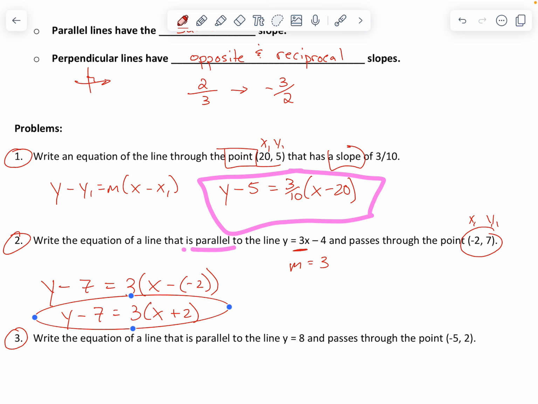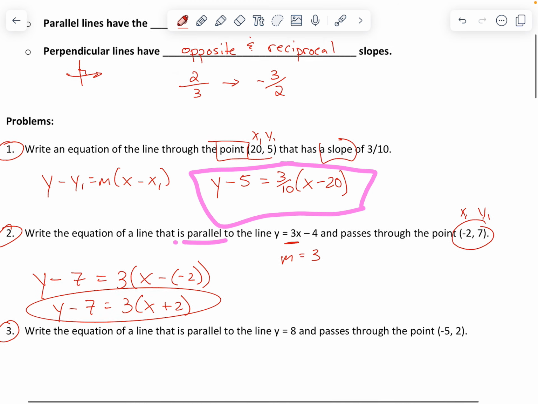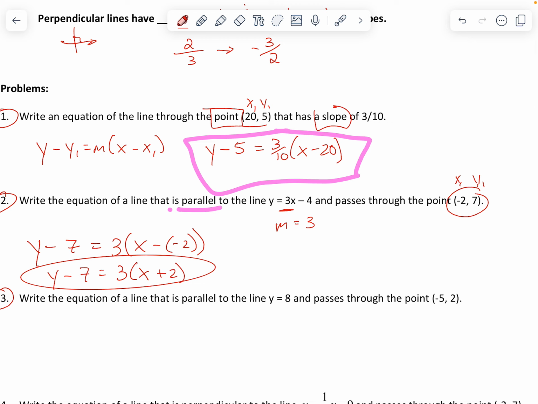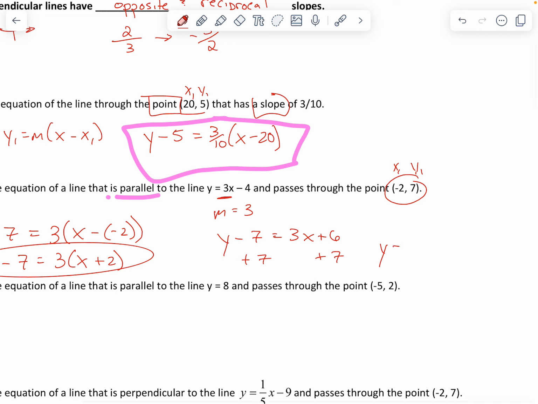All right, and there's a couple different ways to do this. You could always Google some other. The other way that you could write it is to continue that on and say y minus 7 equals, distribute, 3x plus 6, add 7, add 7. So this is going to be y equals 3x plus 13. Okay, so it's still got the same slope, which means it's parallel, but it's got a different y-intercept because it goes through a different point.